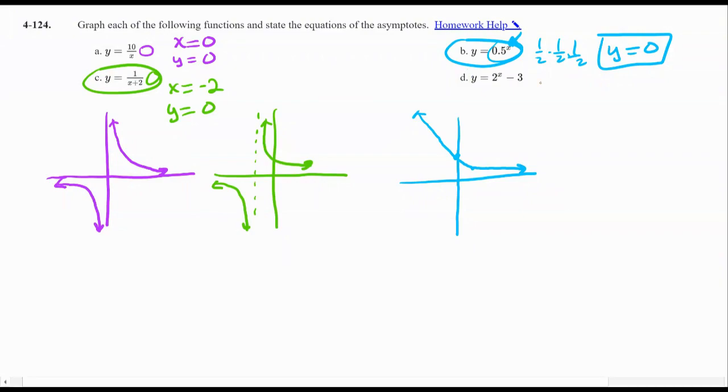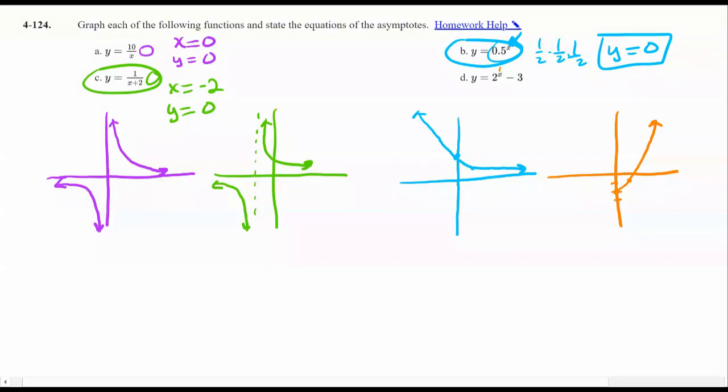And then last but not least, I have another exponential function here. So when x is 0, this becomes 1 minus 3, which is negative 2. And then if I were to plug in 1 here, it'd be 2 minus 3, which is negative 1. So I'm actually going to have it increasing kind of like this.